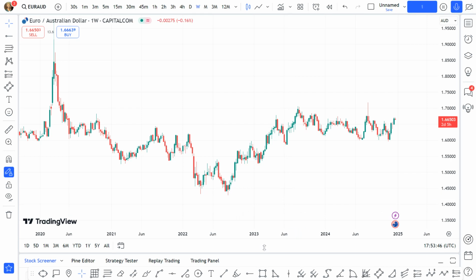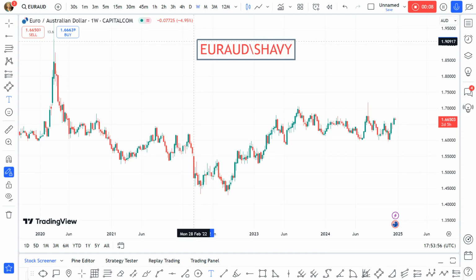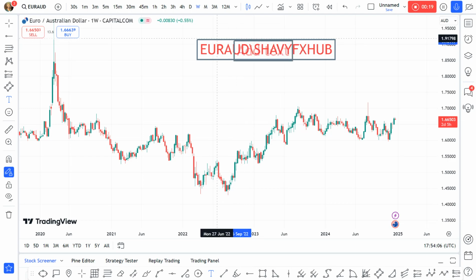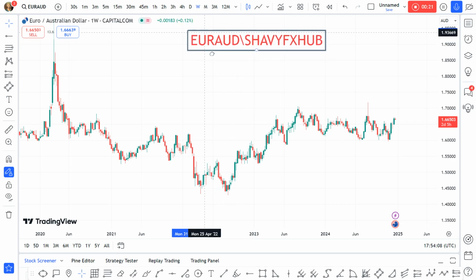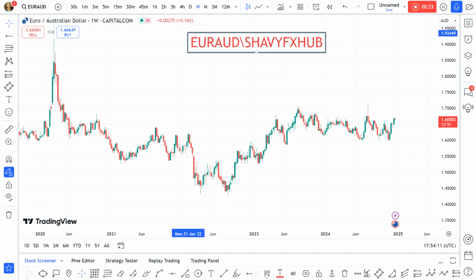FS Hub, let's look at Euro AUD on weekly. After dealing with monthly, we seem to be far from what we want, and so we need to come down to weekly. Then on our daily, we are going to go into economic data prints for Euro AUD.